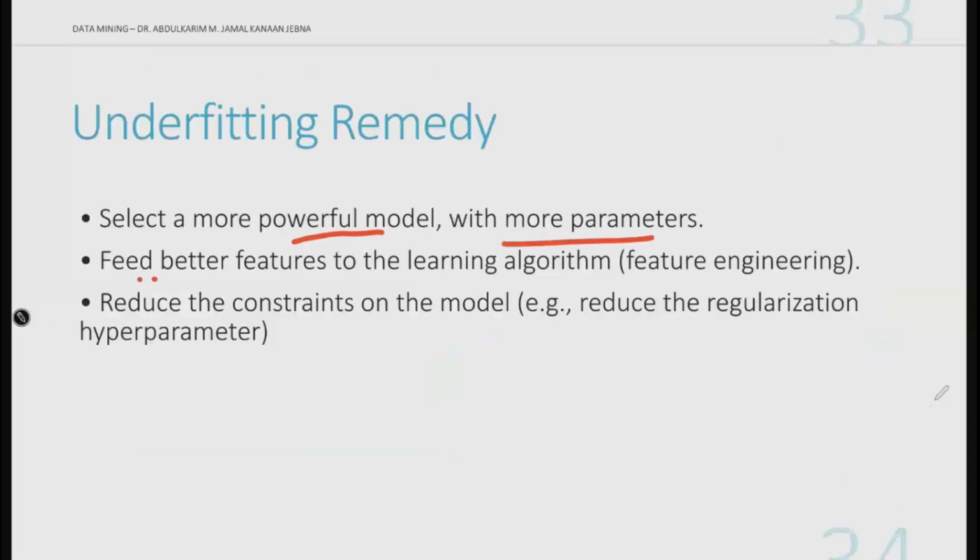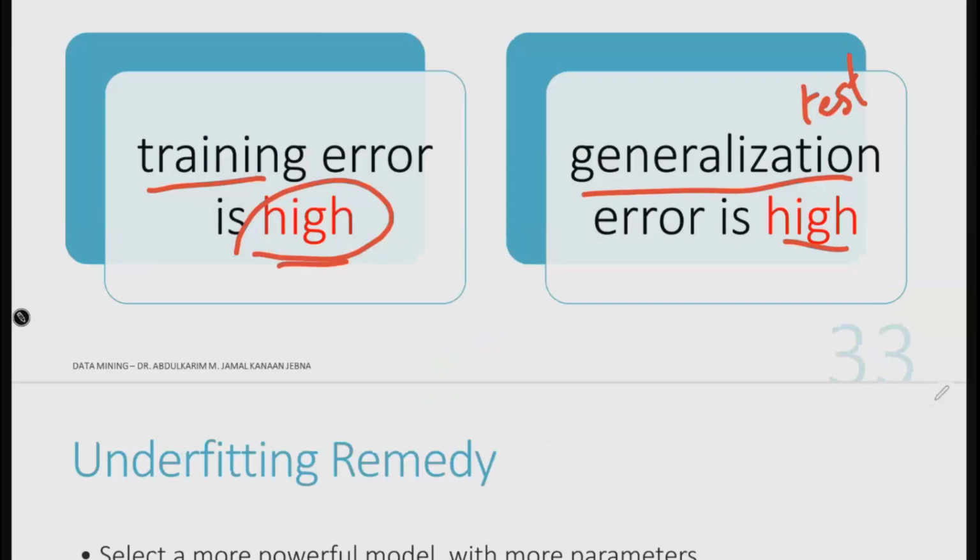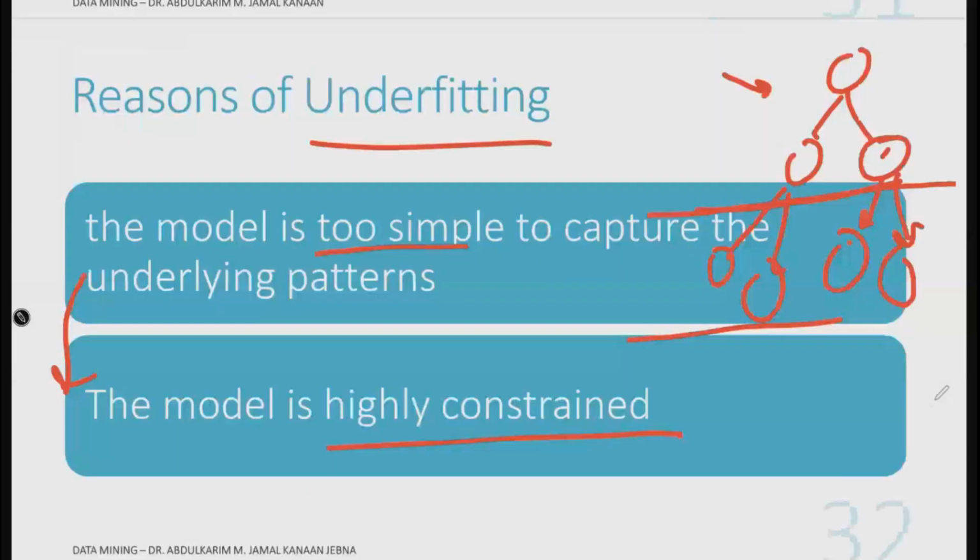Feed better features. Maybe the features you are providing are very bad, irrelevant features. Remember, garbage in, garbage out. Or you can also reduce the constraint, because just now we said you may have high constraint. So go and reduce this constraint. Instead of telling the decision tree it is allowed to grow only to level 1, maybe you make it level 2 or level 3. You give more freedom to the algorithm to get trained, okay?